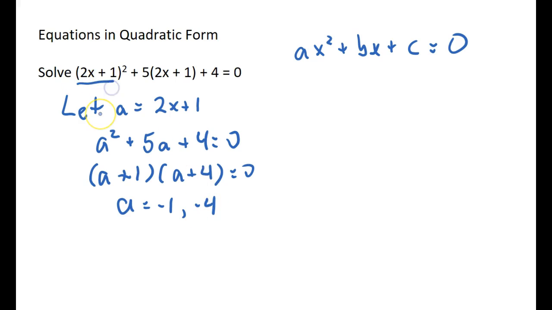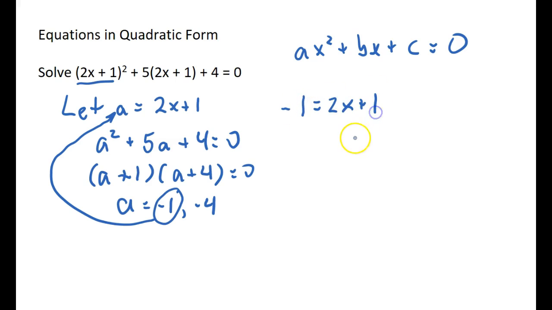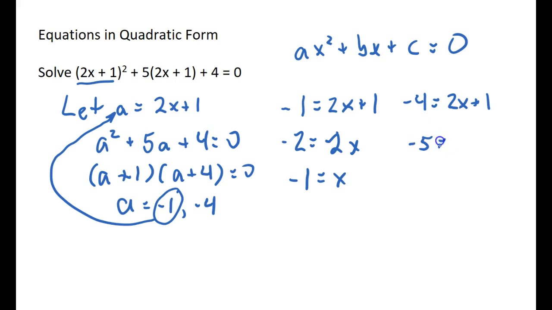However, the original problem was written in terms of x. So that means I'm going to take this negative 1 and I'm going to put it in right there. So I'm going to say negative 1 equals 2x plus 1. Subtract 1 from both sides. And x equals negative 1. Then I'm going to put in negative 4 and set it equal to 2x plus 1. Subtract 1 from both sides. And x is negative 5/2. So we get two answers, negative 1 and negative 5/2.